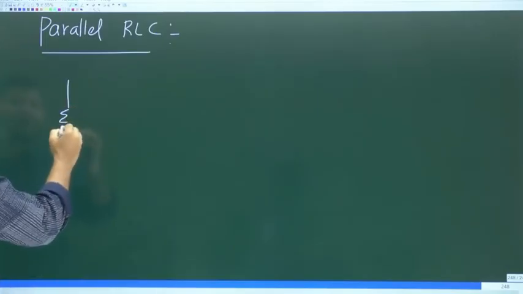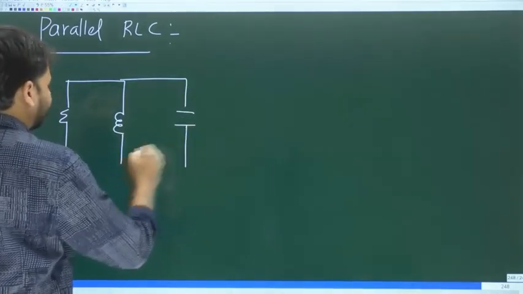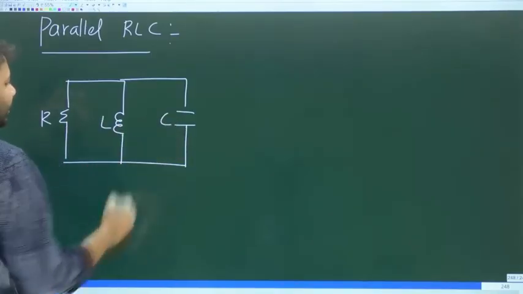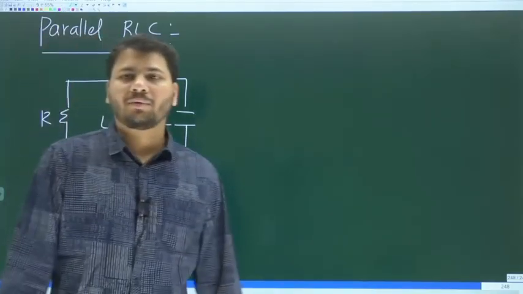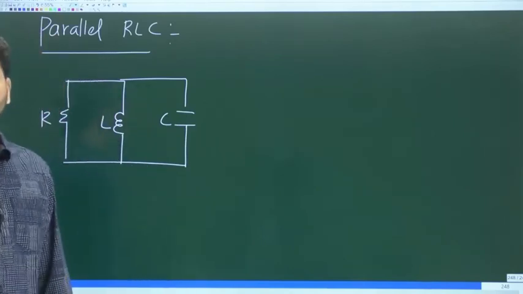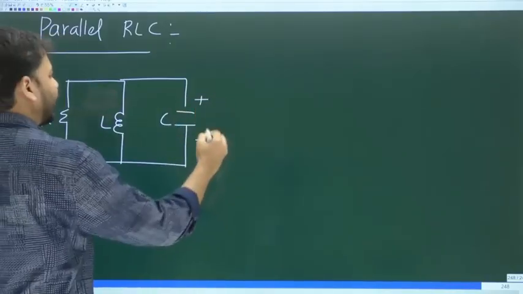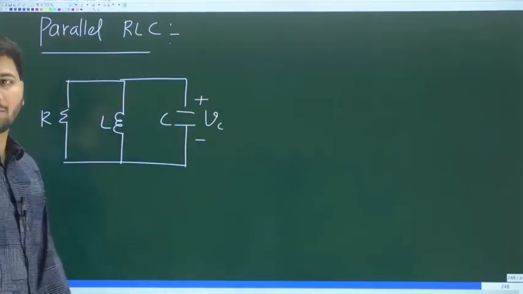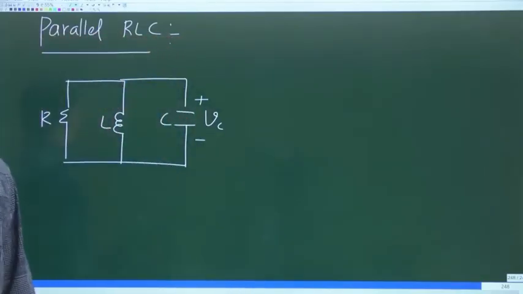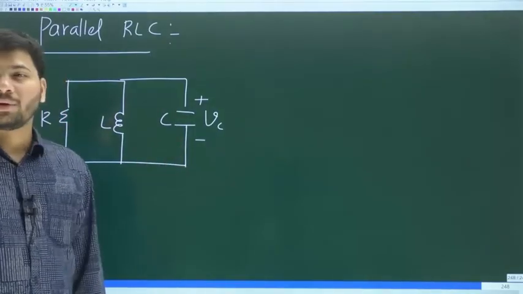So already parallel RLC, it means what? R, L, C, all three will be in parallel. In parallel, what will be same for all the elements? In parallel, voltage will be same for the resistor, inductor and the capacitor. Let Vc be the voltage across the cap. Let us try to form a differential equation for this network in terms of Vc.